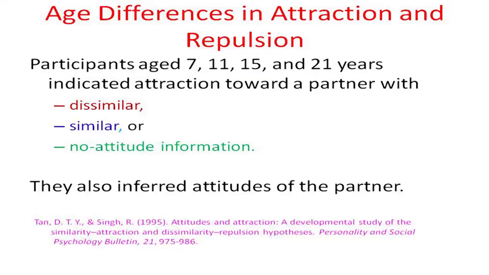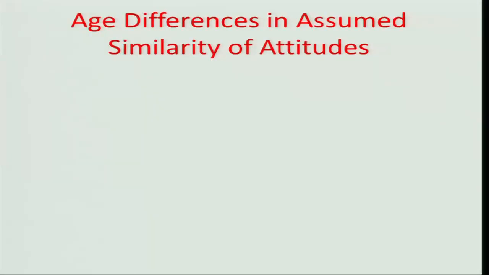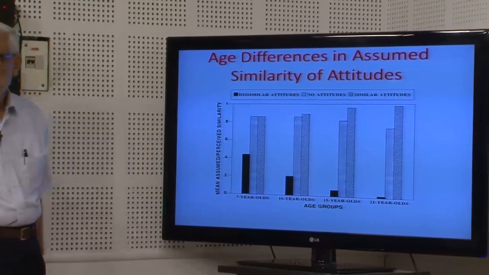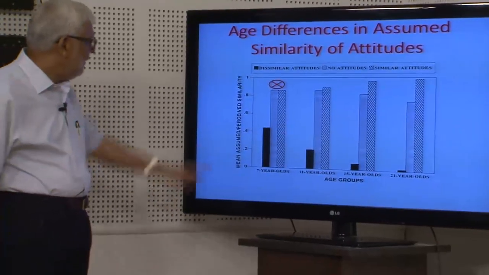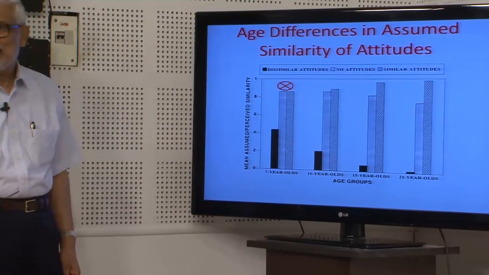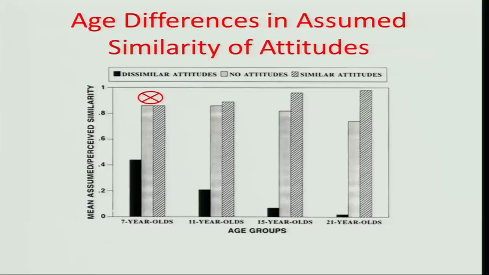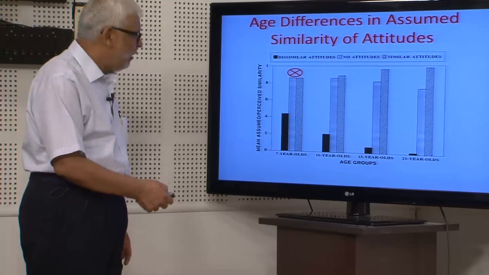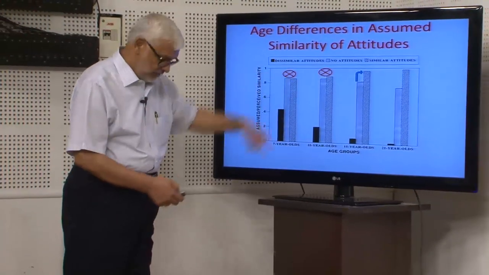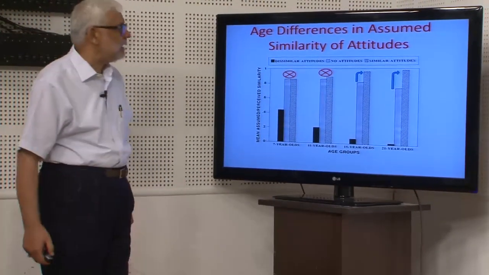So let's look at this graph now. You can see that at the two younger ages, there is no difference between no information and similarity, very similar to Rosenbaum. But as we come to 15 and 21 year olds, we do have differences here. See, this difference is significant, this difference is significant.